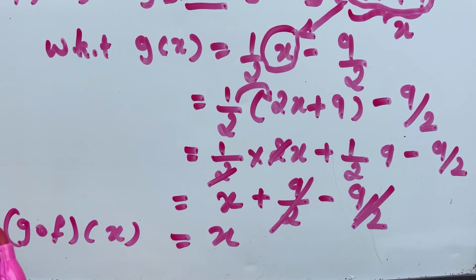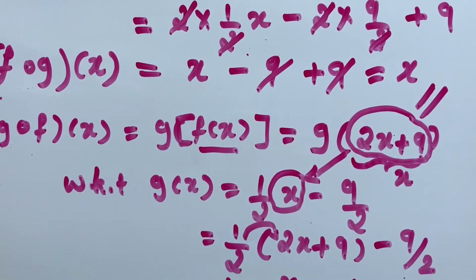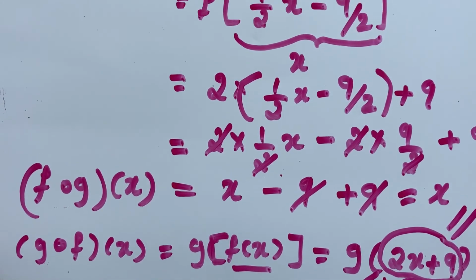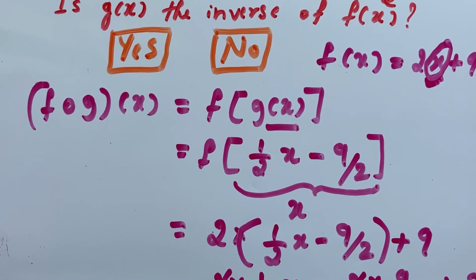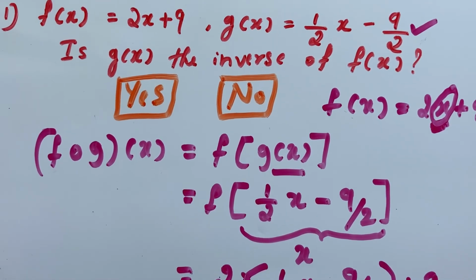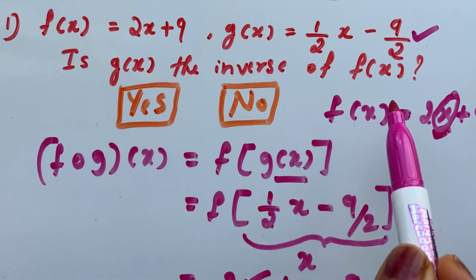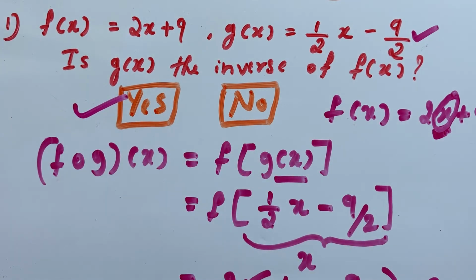So both these equations are satisfied. That is, f composition g of x is x, and g composition f of x is also x. So that's why we can say g of x is the inverse of f of x. So our answer is yes. Is g of x the inverse of f of x? Yes.